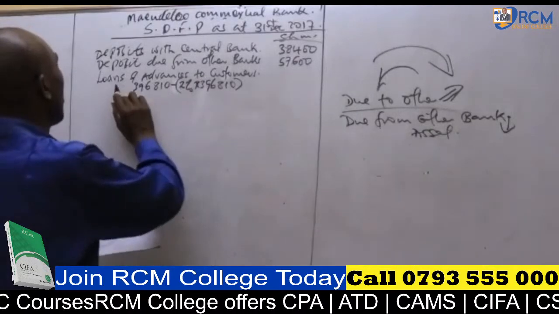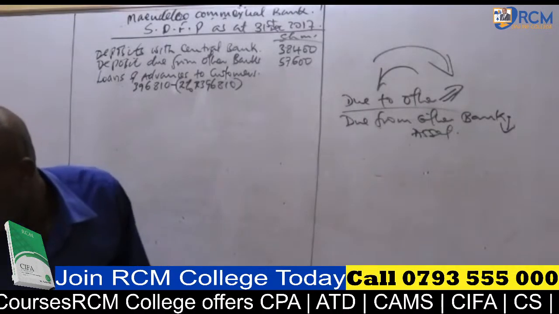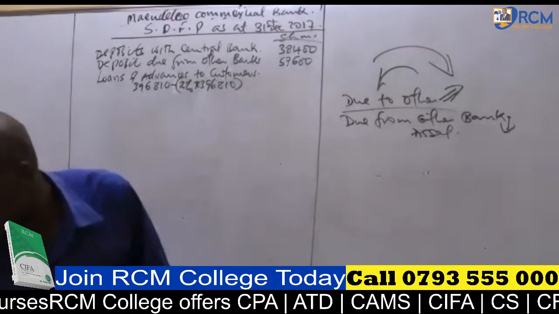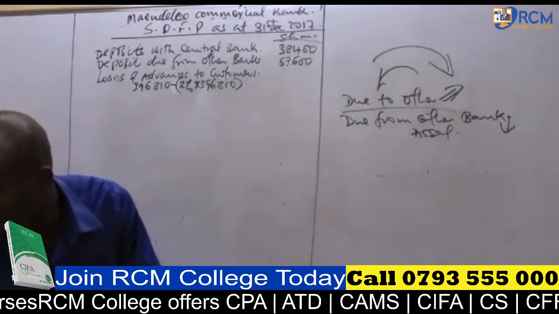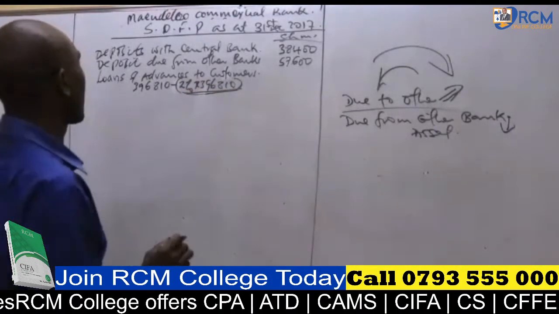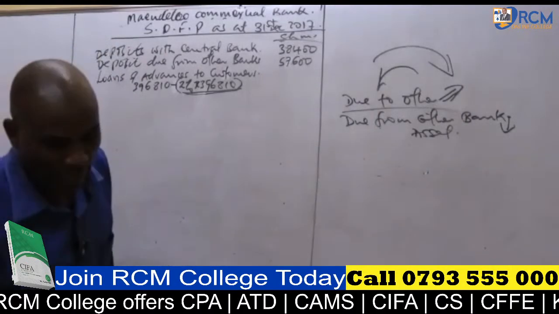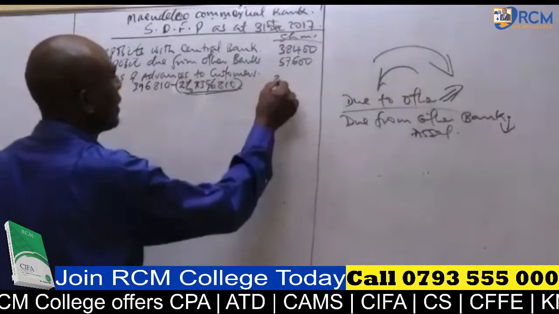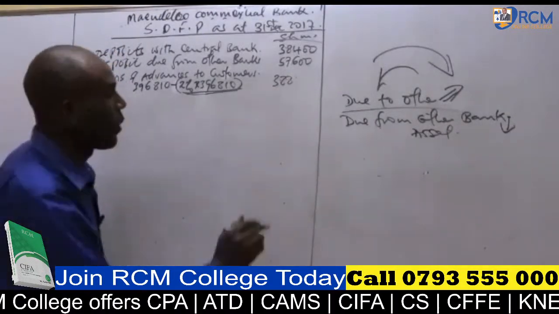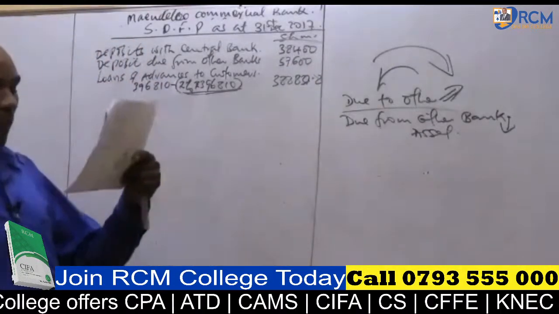Therefore, what will be the loans and advances that is remaining? Quickly, loans and advances. How much are we going to report? We subtract the 2% loss allowance. We have already computed the loss allowance. 388.73, 873.8.